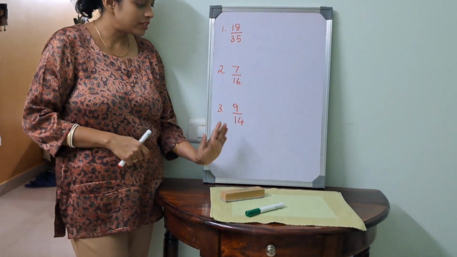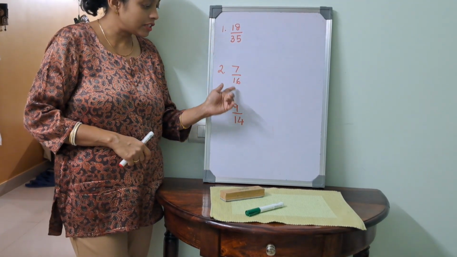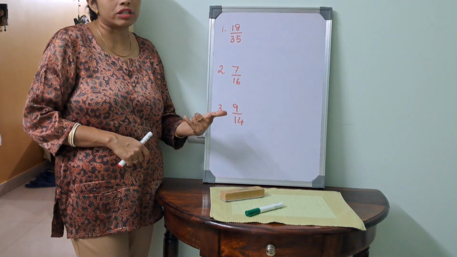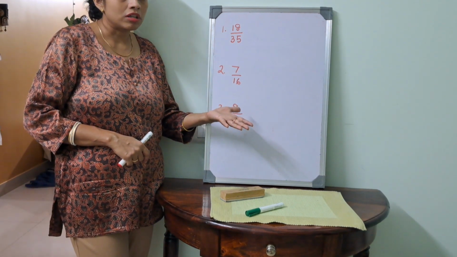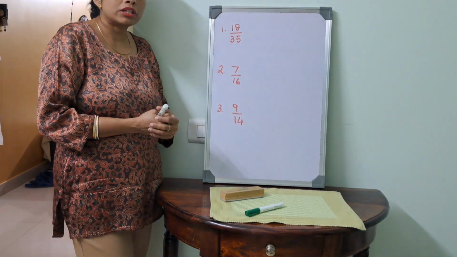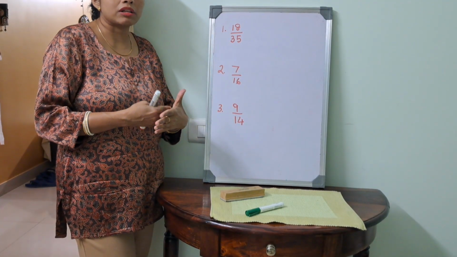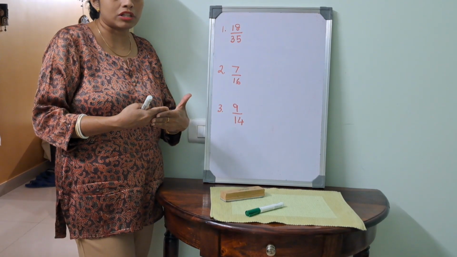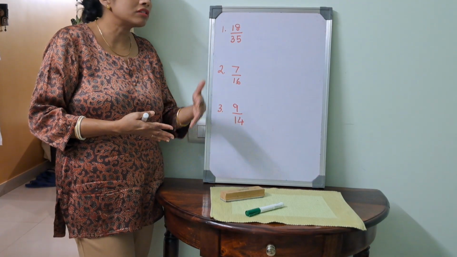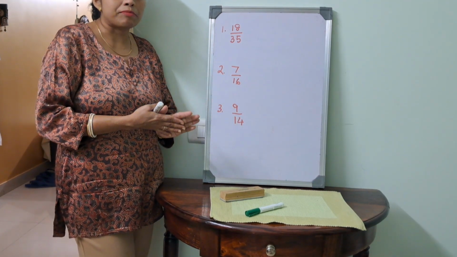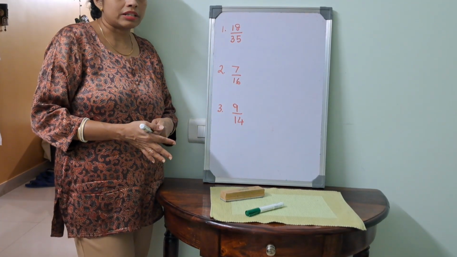So let's start doing these three sums. Now what do we have to do? We have to determine whether the given rational numbers are terminating or non-terminating decimals without actually dividing them and converting them into decimal numbers. So how do we do it? We have to check the prime factors of the denominator. If it is only 2 and 5 as the prime factors, then they are terminating decimals. If they have a prime factor apart from 2 and 5, then they become non-terminating decimals.